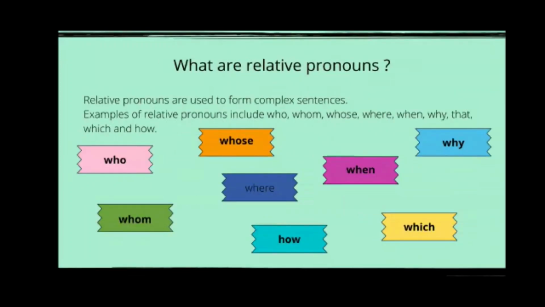Now, let us also learn about relative pronouns. What are relative pronouns? These are the words you can see now, like who, whom, whose, where, how, when, which, and why. But the difference is that they are not used to ask questions. They are used somewhere in the middle of the sentence, which is generally a complex sentence. In complex sentences, we find these words, but not to form questions. In a normal complex sentence, these words are called relative pronouns.